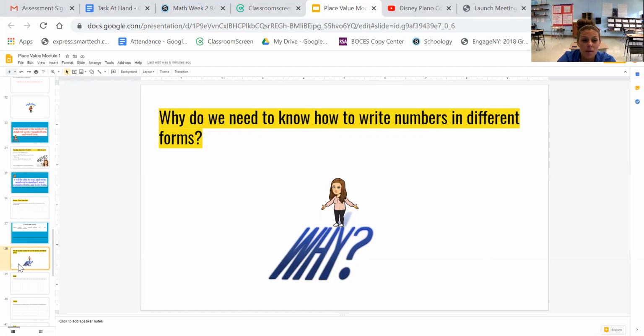Okay, hopefully you came up with some ideas of, well, in the real world, we see numbers different ways. We see them in standard form, we see them in word form, and expanded form helps us to just better understand place value and how much each number is worth. So let's go ahead and get started.